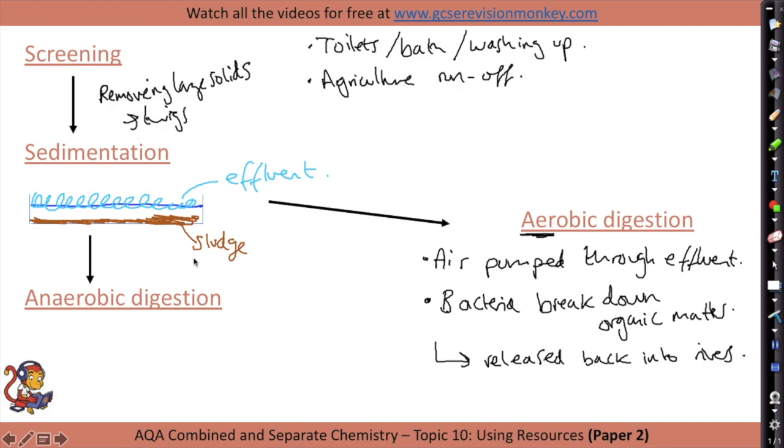The sludge, however, is treated slightly differently. Again, it's broken down by bacteria, but in anaerobic digestion. So it can go into really large tanks called anaerobic digesters. Some farms have their own to treat this, and this time it's in anaerobic conditions without oxygen. They're broken down by bacteria. But in this process, methane gas is produced.